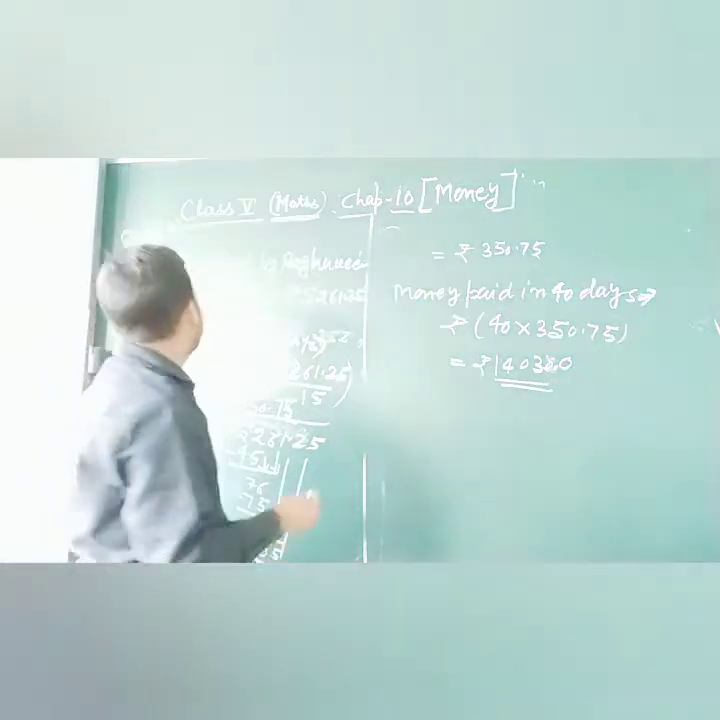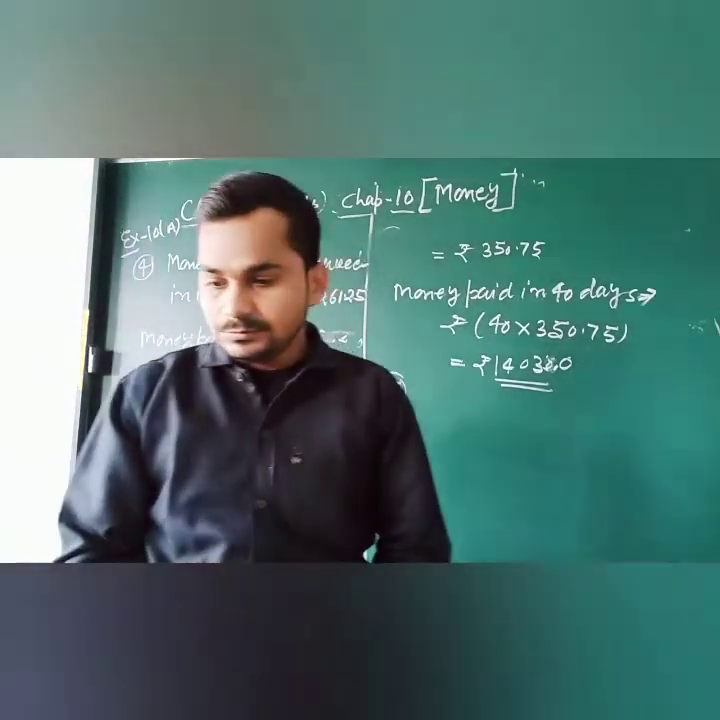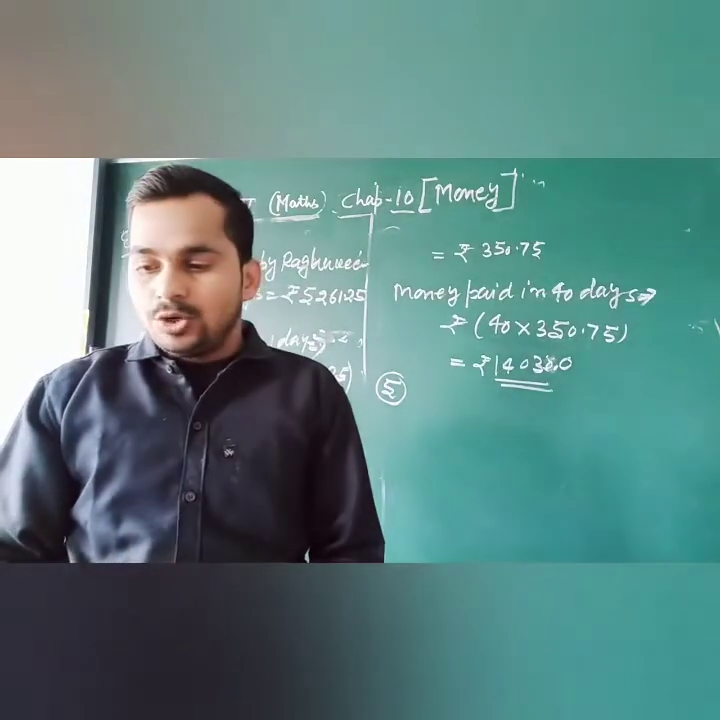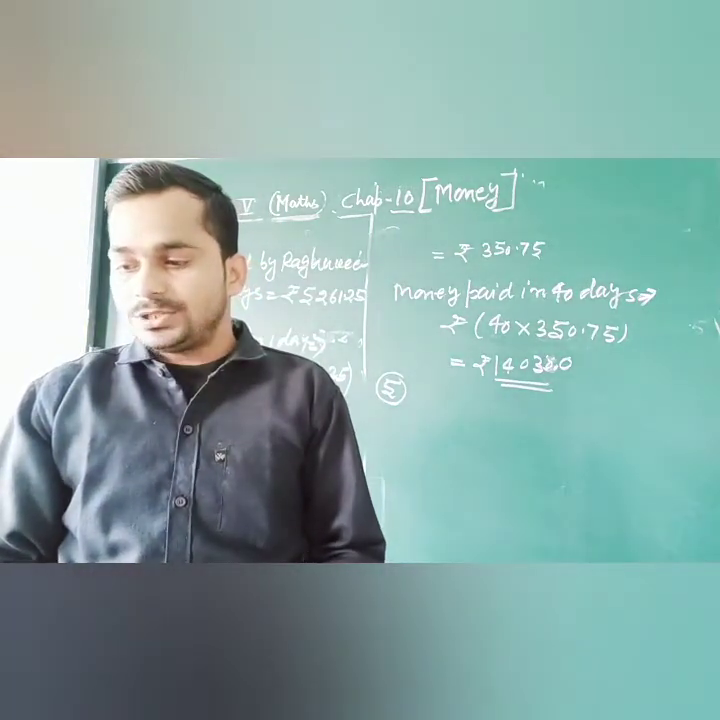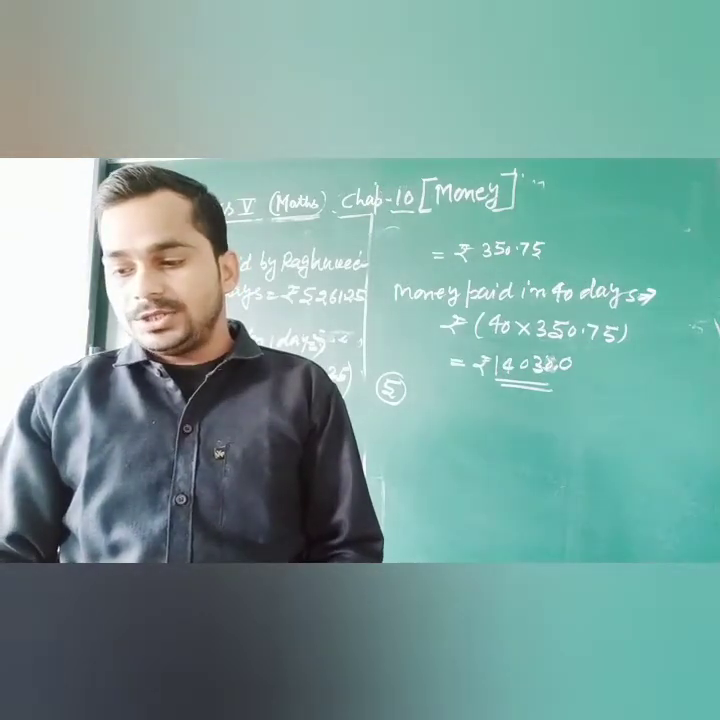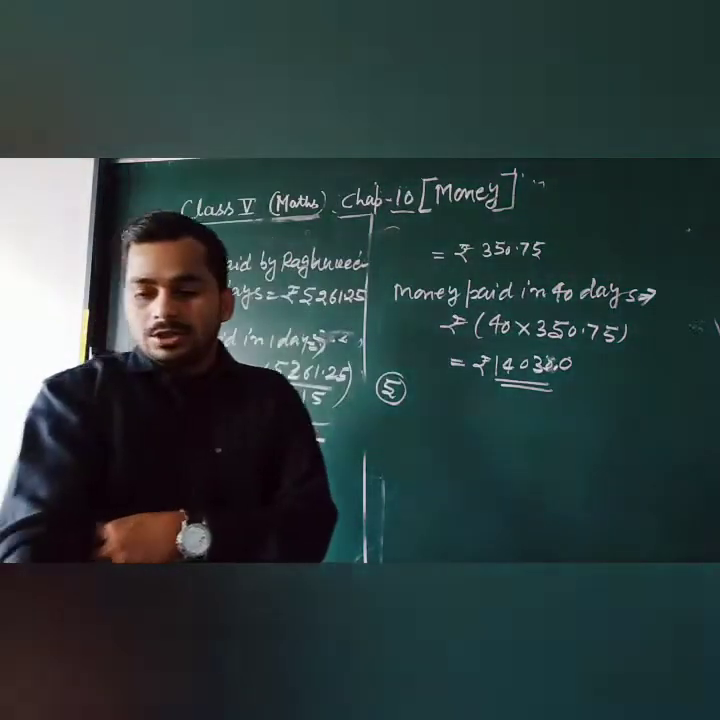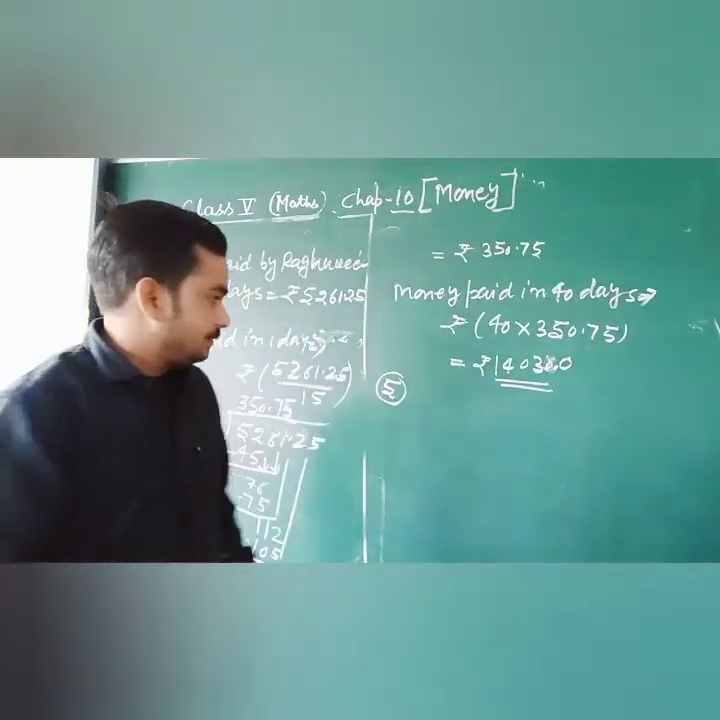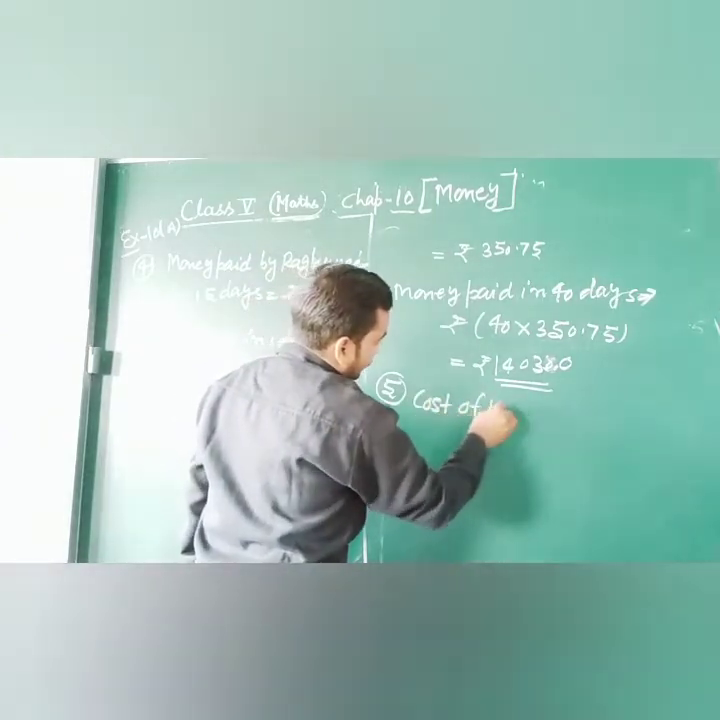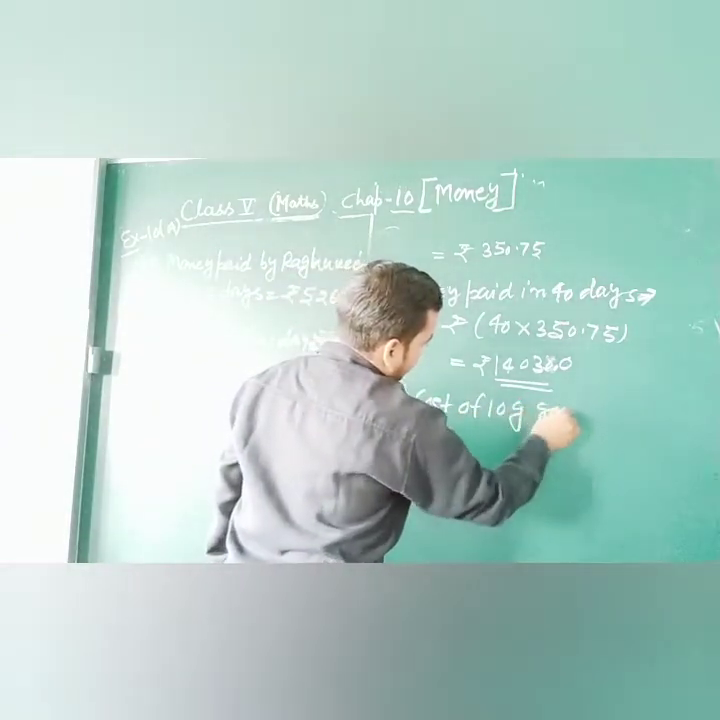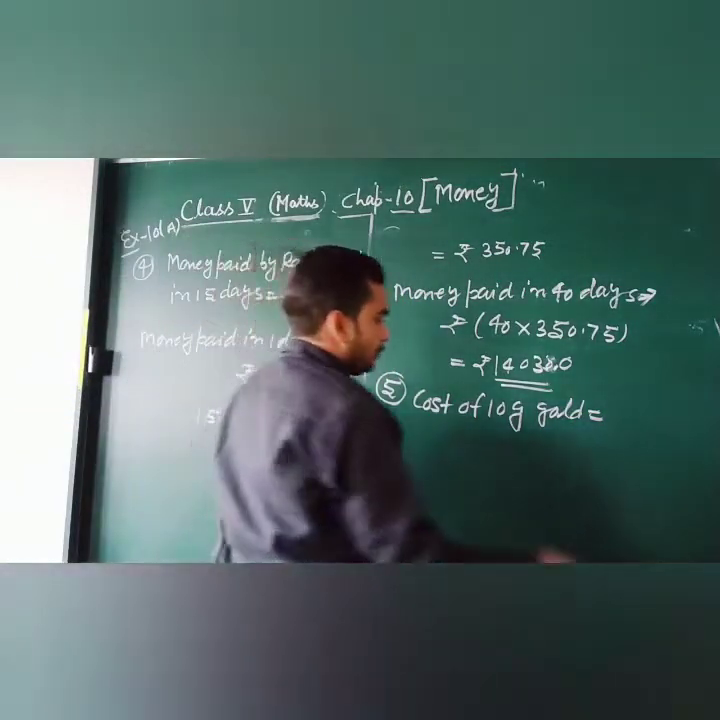Now question number 5. Geeta bought a gold ring of 10 gram for 32,010 rupees. How much would it cost to her if she buys a gold ring of 8 gram? So first we have to find out the cost of 1 gram gold. Cost of 10 gram gold equal 32,010 rupees.